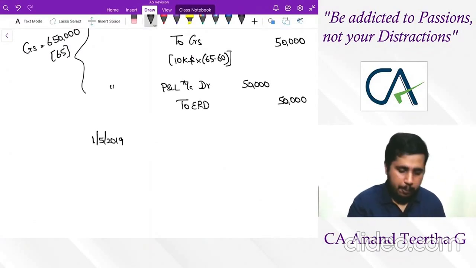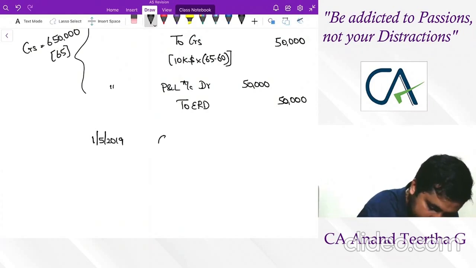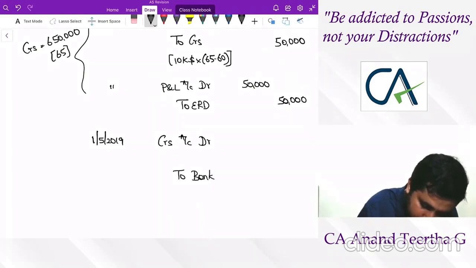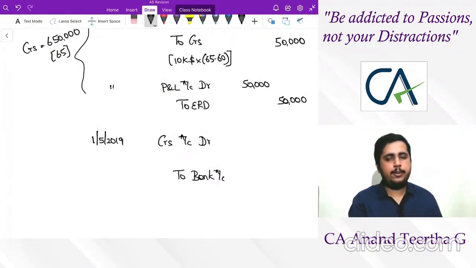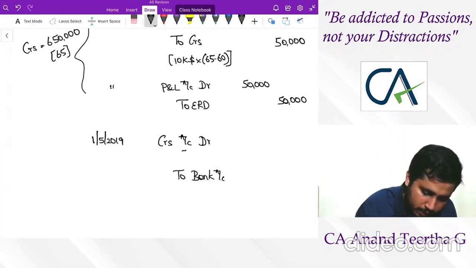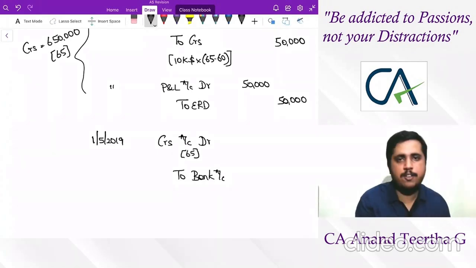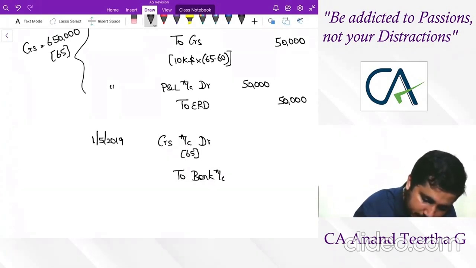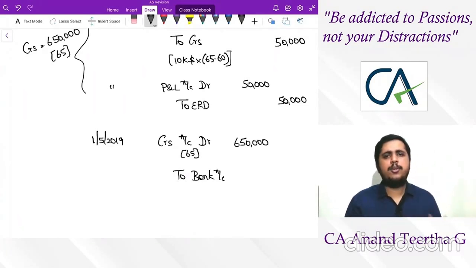What is the entry for payment? The entry for payment is creditors account debit to bank account. This is the entry we have to pass. Now try to understand. The entire creditors are paid, which means the value at which the creditor is carried is 65, so the amount of creditor closure is 6,50,000, because the entire amount of creditors is paid off. So the entire 6,50,000 creditor will be closed.